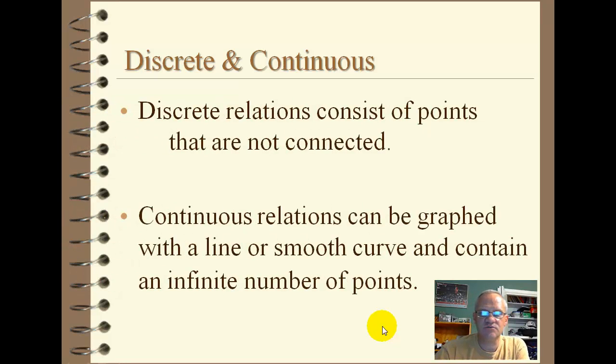And then a continuous relation is something that's graphed, which is a line of some sort usually. And it's just going to keep going on and on forever. Usually equations are going to be continuous. We'll find that out in a second.